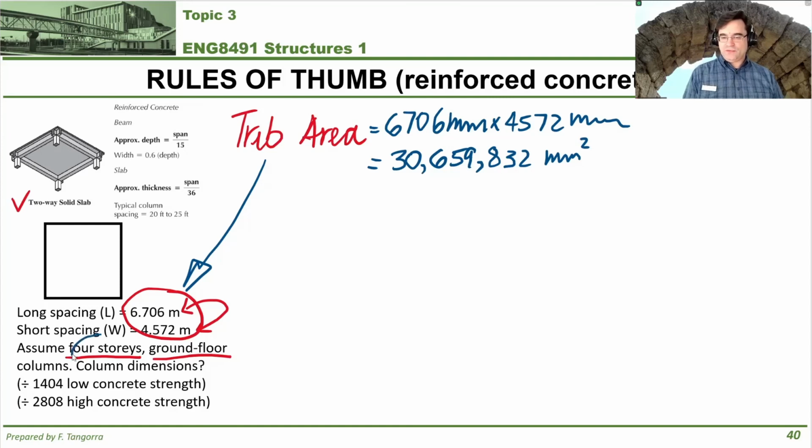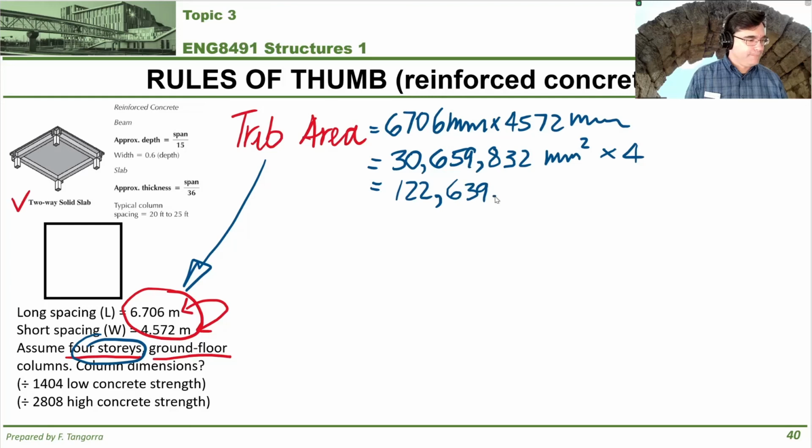Because we're looking at 4 stories, we have to take this and multiply it by 4, right? Because that's how much the ground floor column is supporting all the way above it. So when we do that, the total tributary area being supported is actually 122,639,328 millimeters squared. Like this.